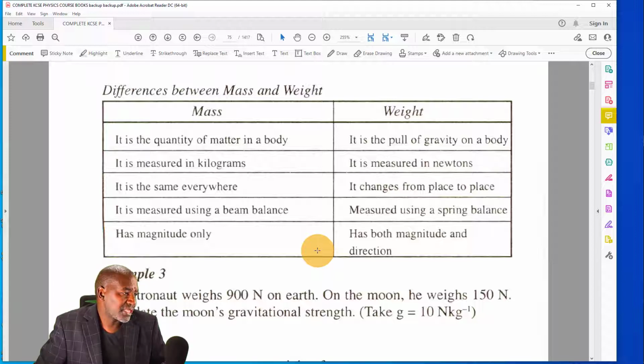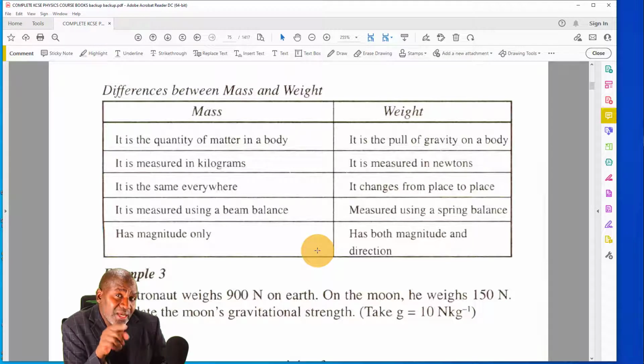It is the quantity of matter in a body, that is how mass is defined. Weight is the pull of gravity on a body. I've given you a clear definition on that. So you can see even our textbooks sometimes make mistakes. Pull of gravity on a body. A better way of putting it, definitely, is the amount of gravitational force on that body. That first difference is what you should state when you are asked to distinguish between mass and weight.